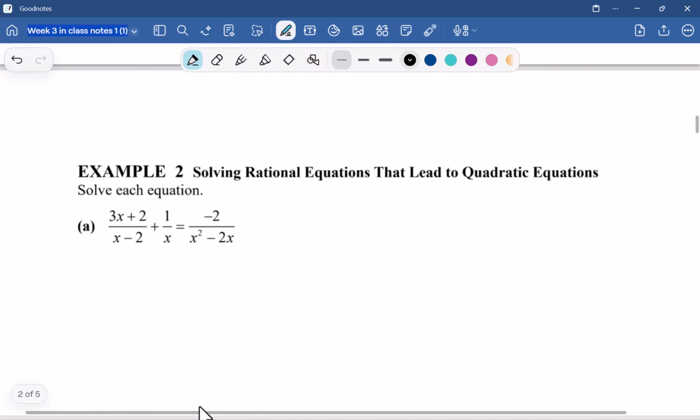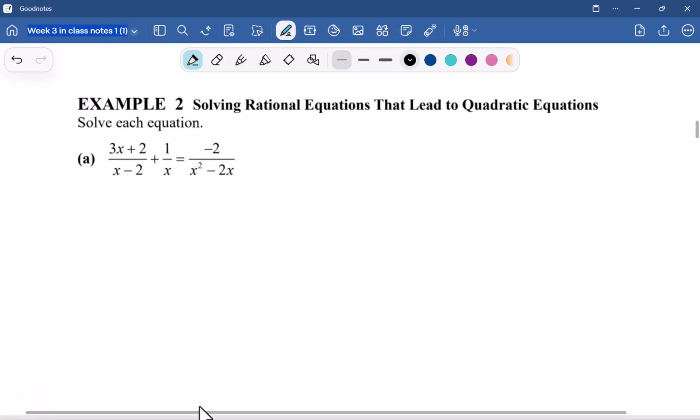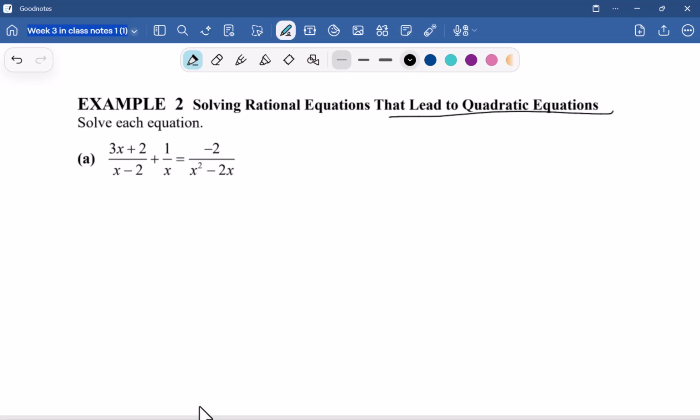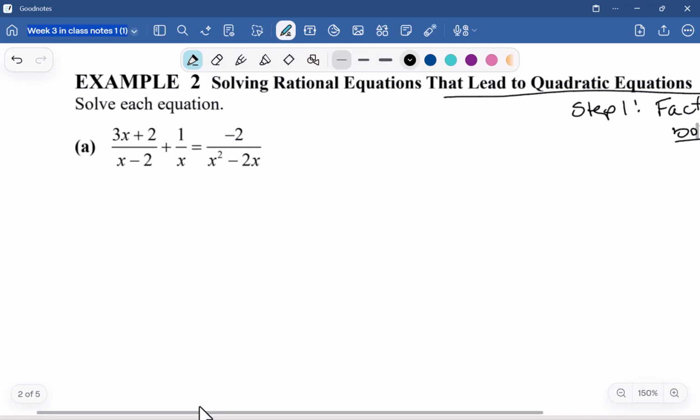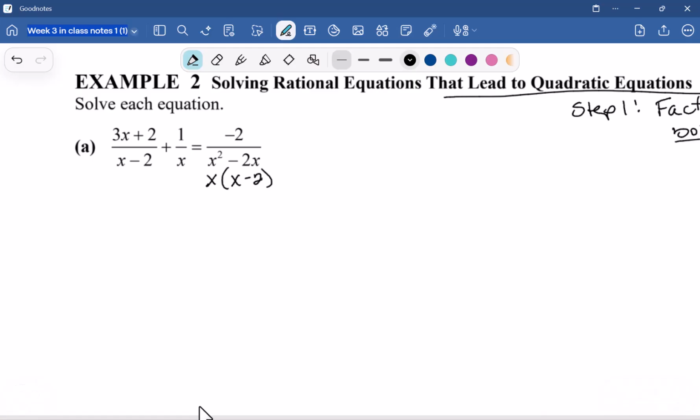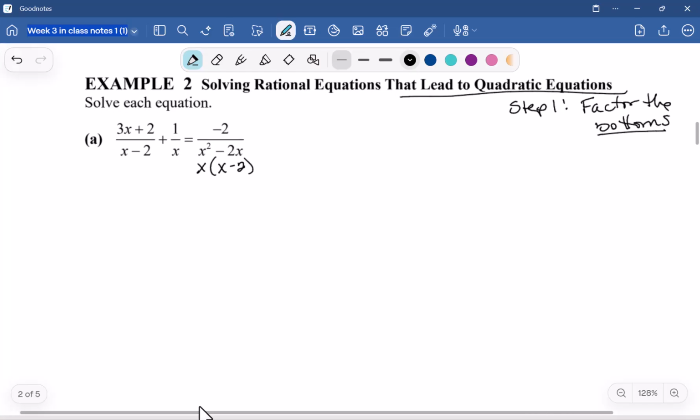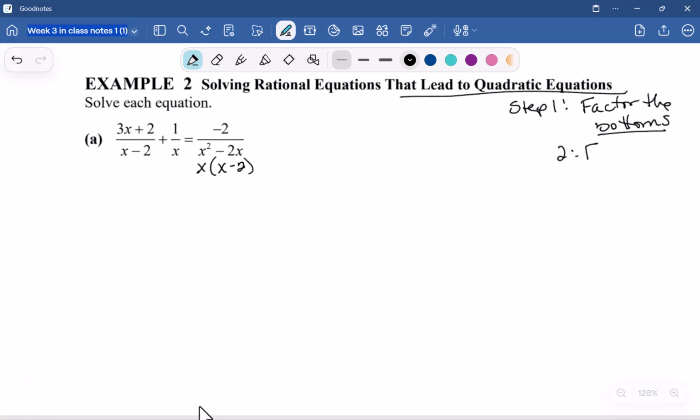Okay, all right. Now here's one that obviously leads to a quadratic equation. So step 1, if I was writing steps, would be to factor the bottoms. Only the bottoms. So what can I factor on the bottom there? I can take an x out of this one. Then find your LCD. So step 2 would be find LCD.